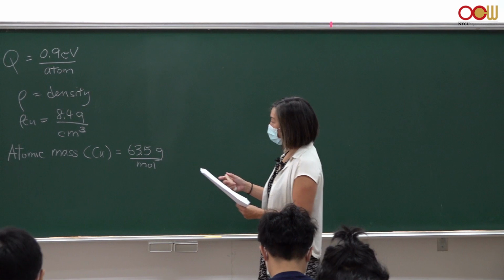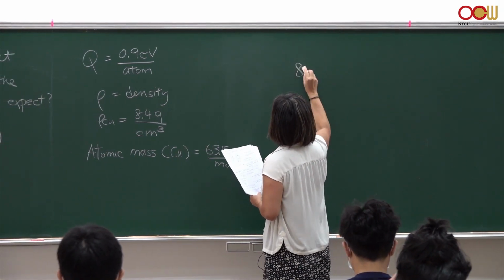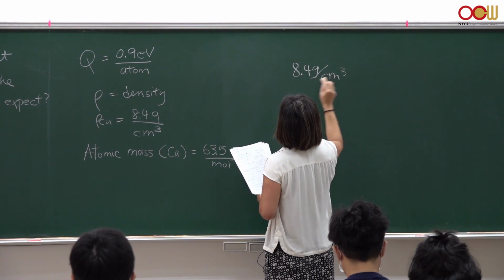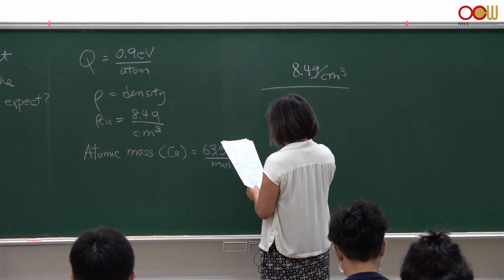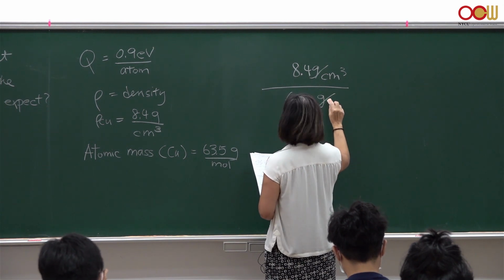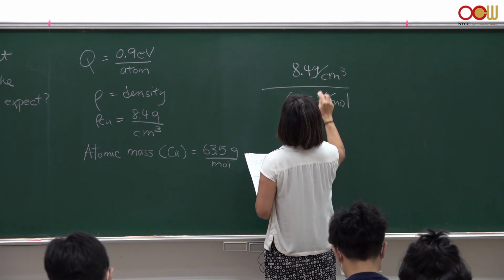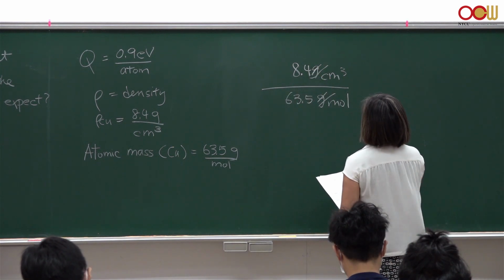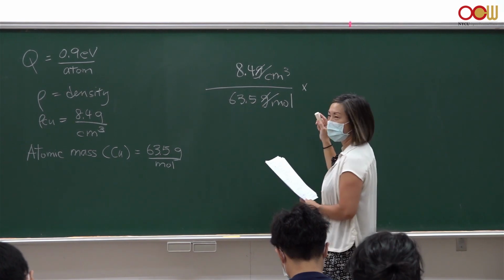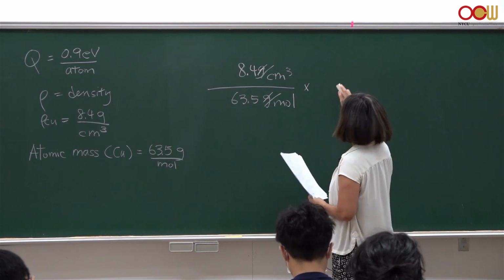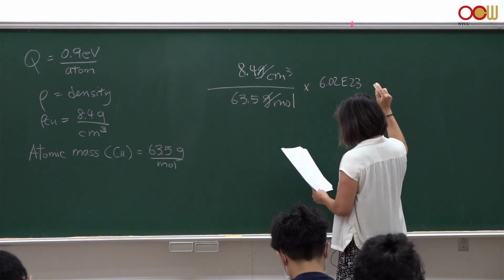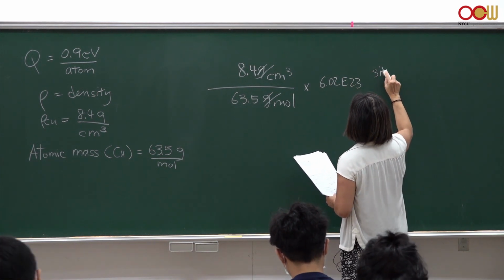So what we have is 8.4 grams per centimeter cubed. And if you divide that by 63.5 grams per mole, the grams will cancel out. Now you have volume and mole, so you want to multiply by Avogadro's number, which is 6.02 times 10 to the 23 sites or atoms per mole.